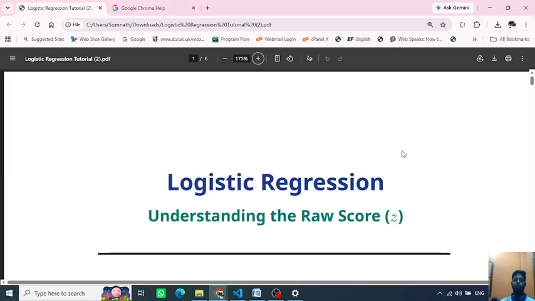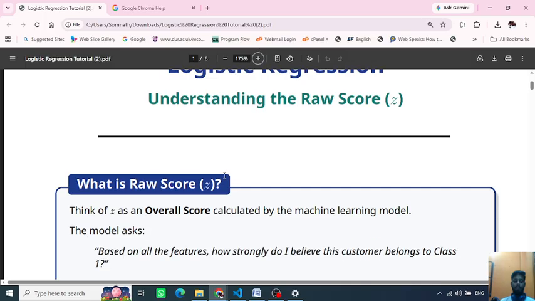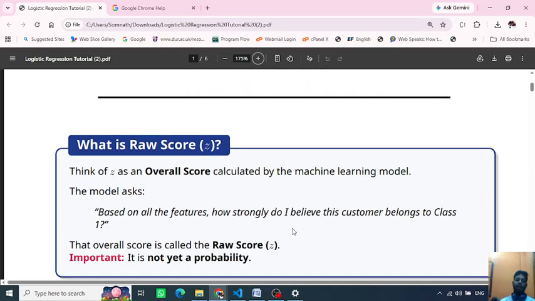But I have not shown you how the raw score gets calculated. Today I am going to show you how the raw score gets calculated. So what is the raw score or Z value? Think of Z as an overall score calculated by the machine learning model. The model asks, based on all the features, how strongly do I believe this customer belongs to class 1?